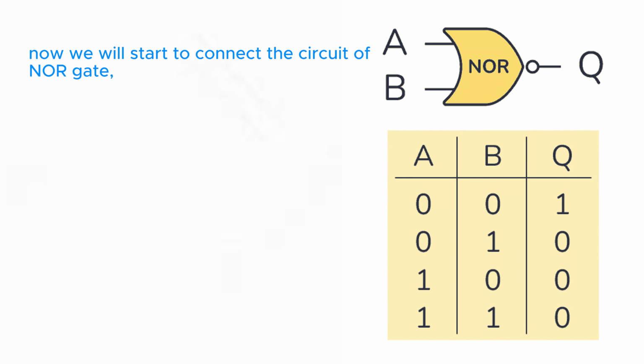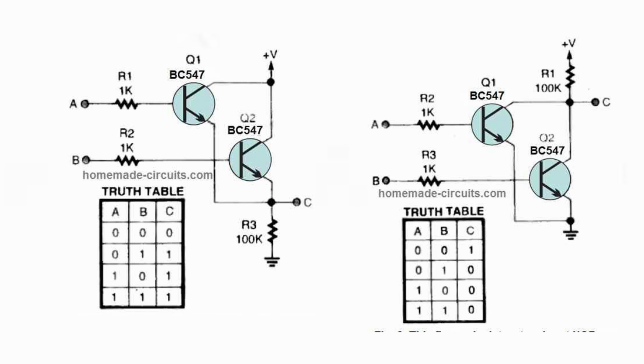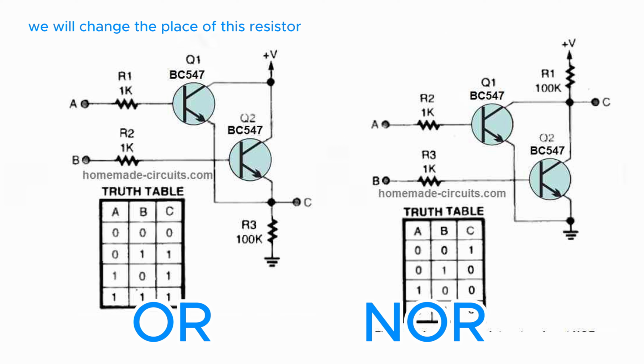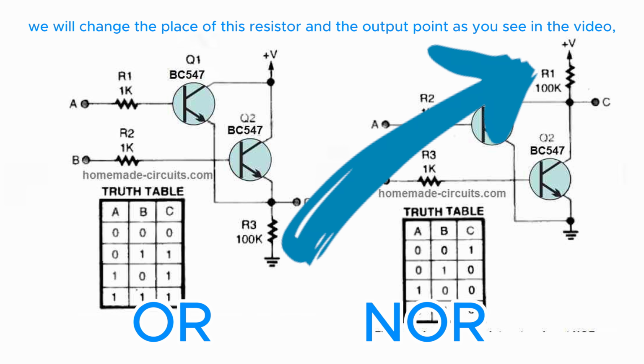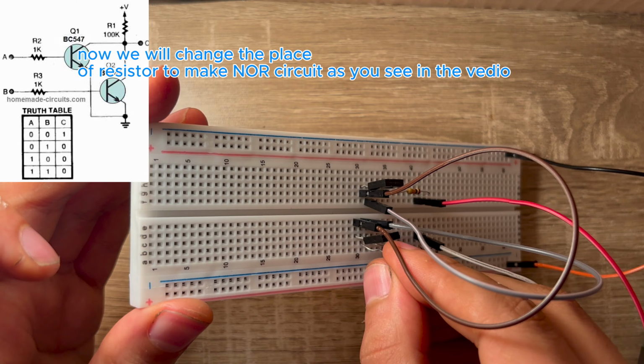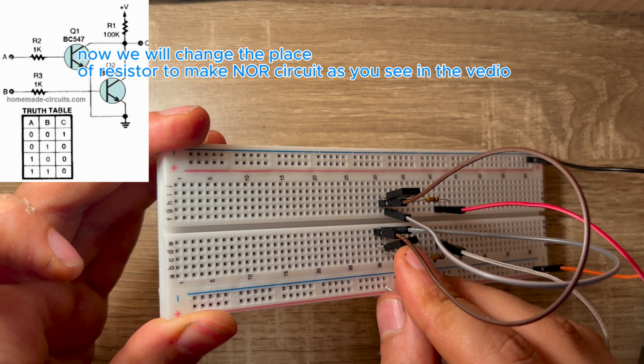Now we will start to connect the circuit of NOR gate. Here is the difference between OR gate circuit and NOR gate circuit. We will change the place of this resistor and the output point, as you see in the video. Now we will change the place of the resistor to make the NOR circuit, as you see in the video.